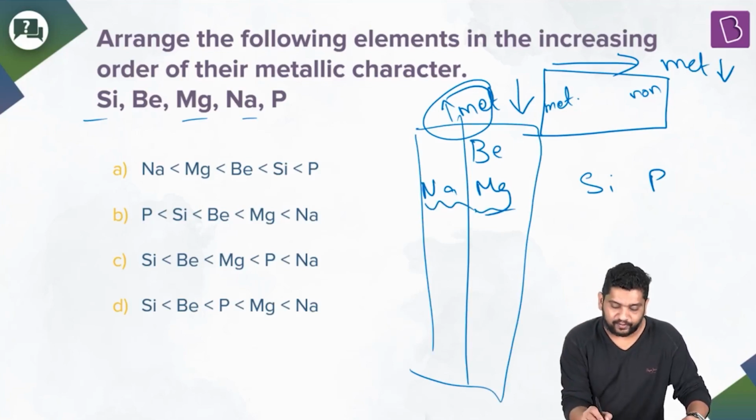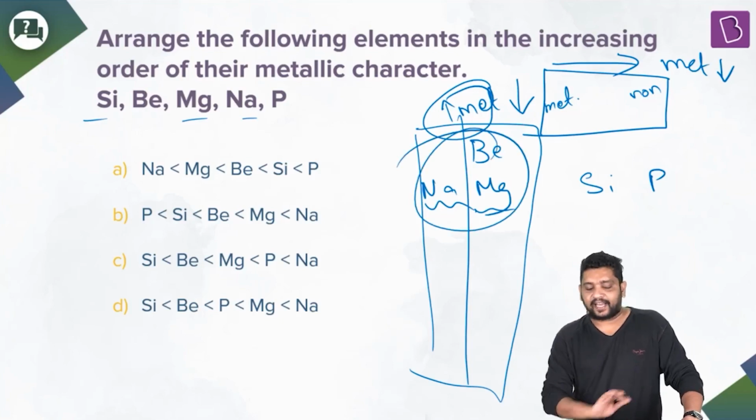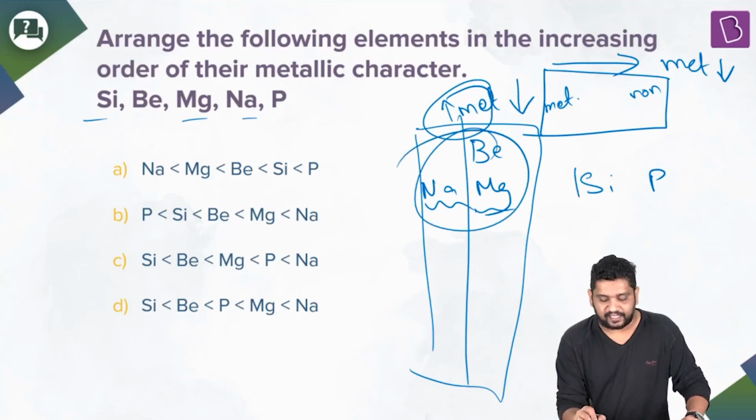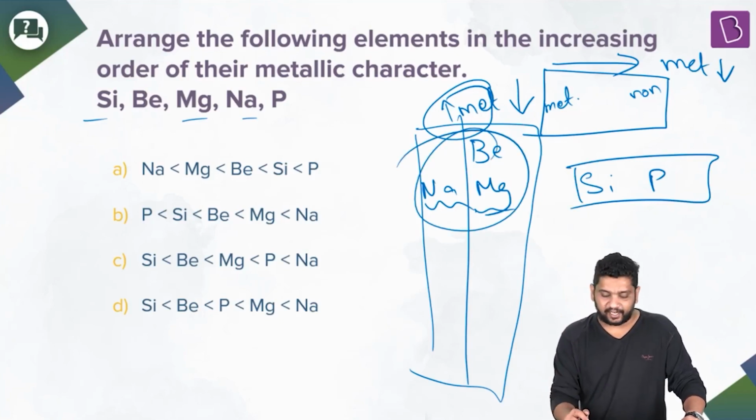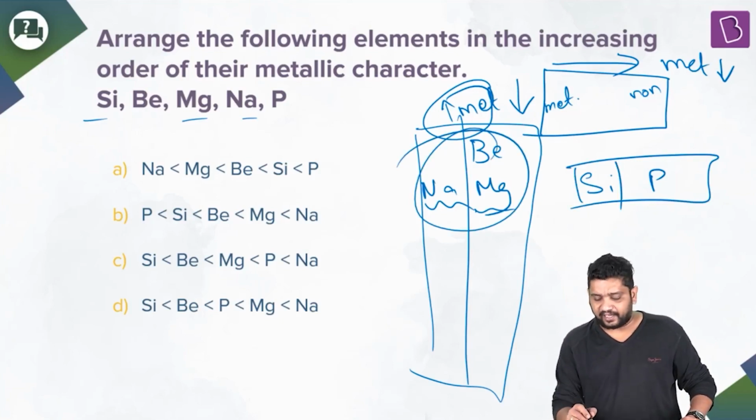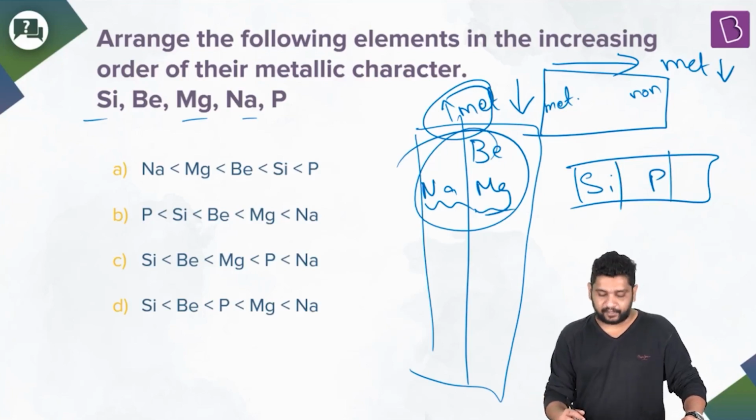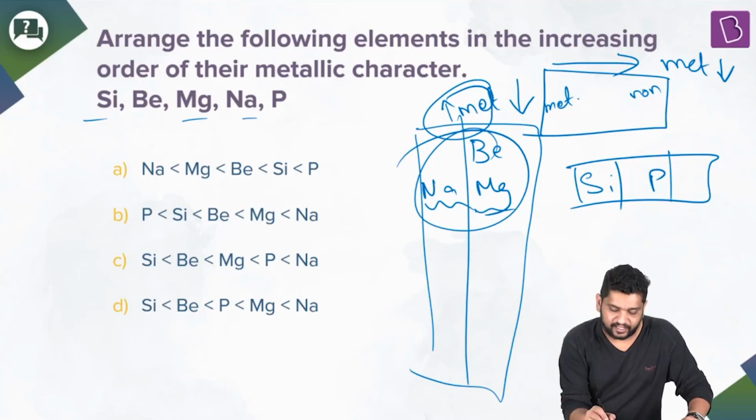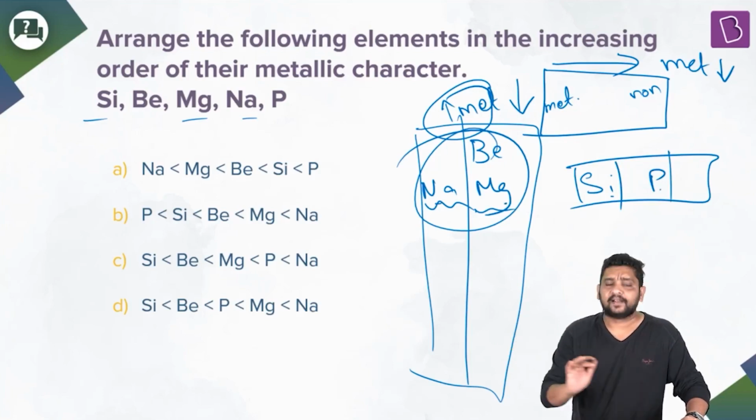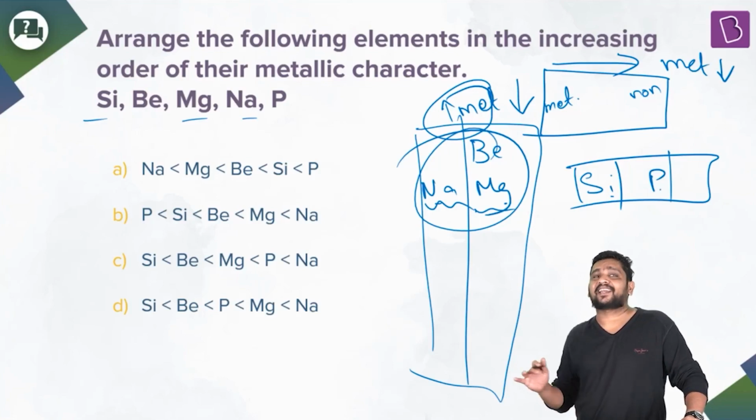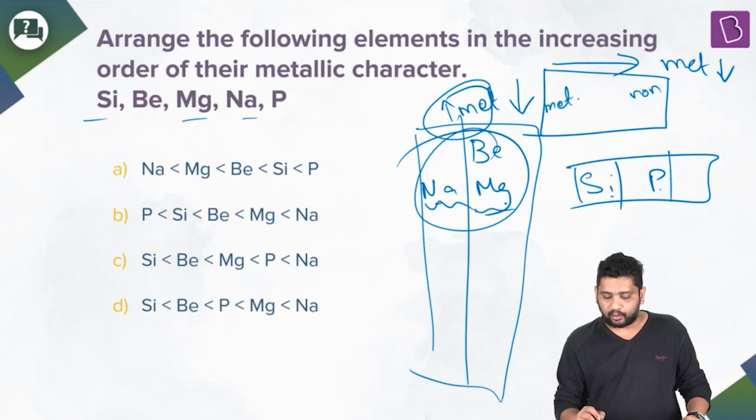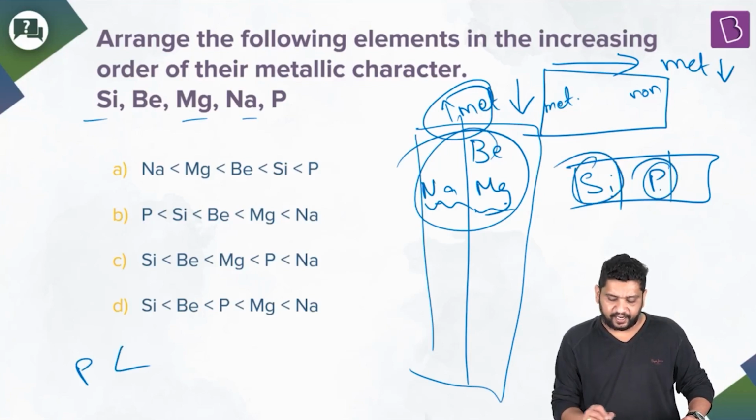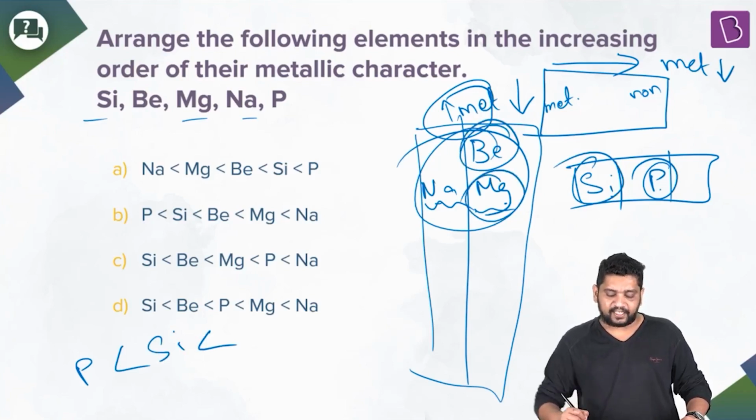Most metallic character I'm obviously going to expect from these, right? And as far as silicon and phosphorus, these are p-block elements, third period elements. Silicon is from the carbon family, and phosphorus is from the nitrogen family, so these are obviously non-metallic. Going from left to right, you can see sodium, magnesium, silicon, phosphorus. Non-metallic character goes on increasing, metallic character goes on decreasing, right? So out of these, phosphorus has the least metallic character. Then I would expect silicon to be next, and after that, between beryllium and magnesium.